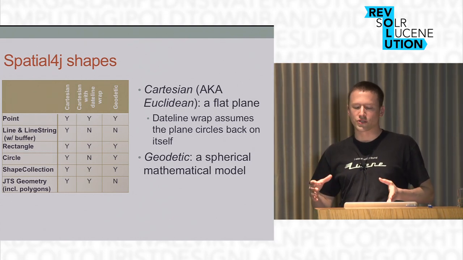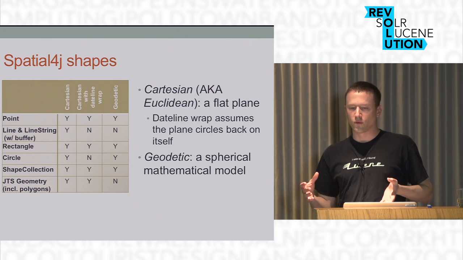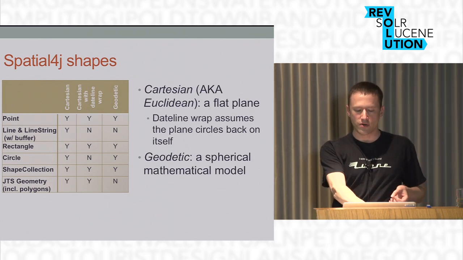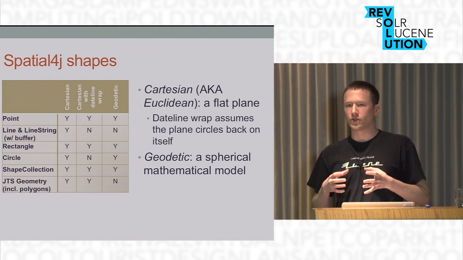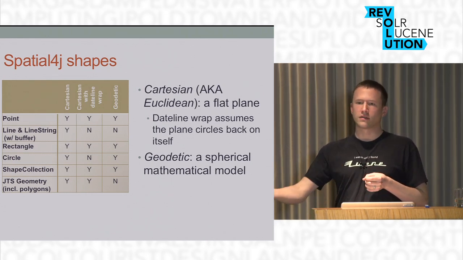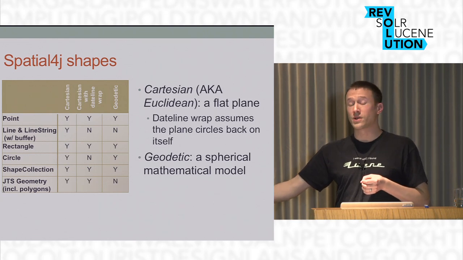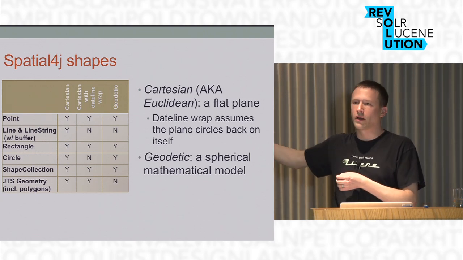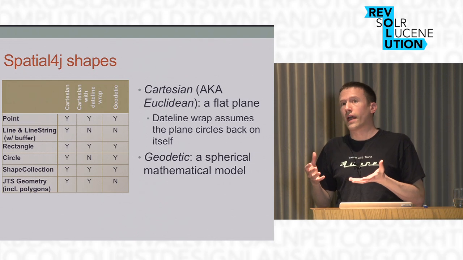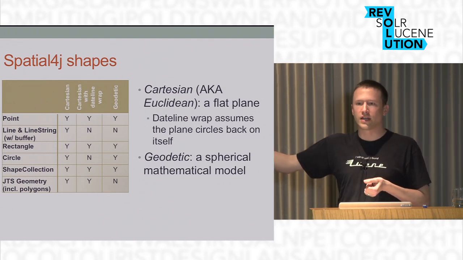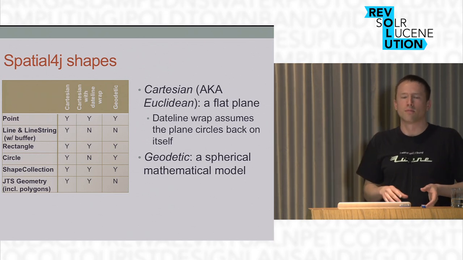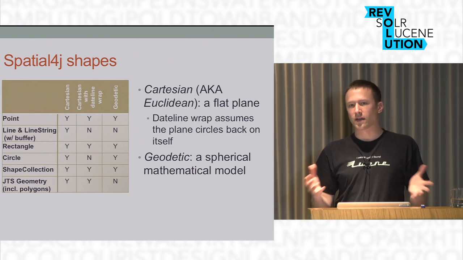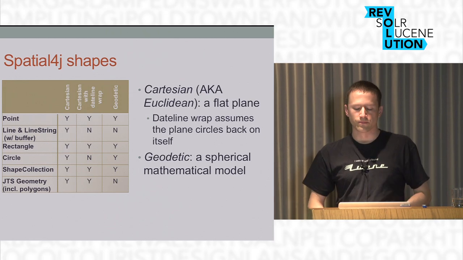Spatial4J does not assume WGS84 per se. If it's geodetic, it assumes a spherical Earth model. So it's up to you to normalize if you're getting latitudes and longitudes from some device or from some third party. It's up to you to ensure that when one says this latitude and longitude, it means the same as that latitude. It's up to you to ensure that they're all using the same, what's called a datum. But Spatial4J doesn't care about that. You give it latitudes and longitudes, and it uses a spherical model.